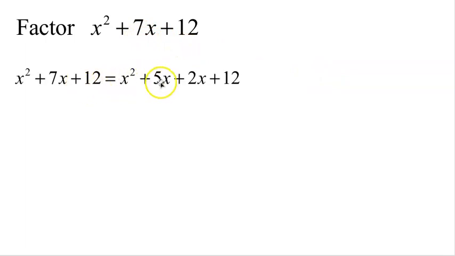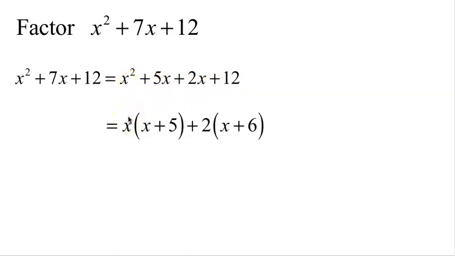I said, let's let 7x be 5x plus 2x. Can I successfully factor this by grouping? If I put x squared plus 5x together, that's x times x plus 5. But 2x plus 12, factoring out the 2, I get 2 times x plus 6. This is not acceptable. The 2 things in the parentheses are different, so that strategy was incorrect. But is there another way I could have done it rather than 5x plus 2x?